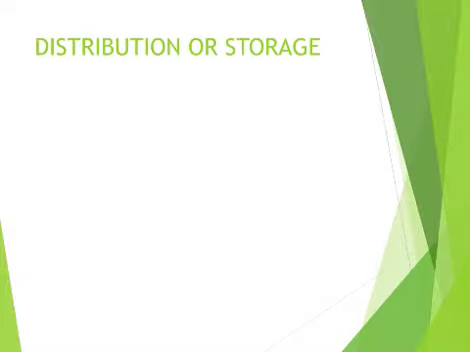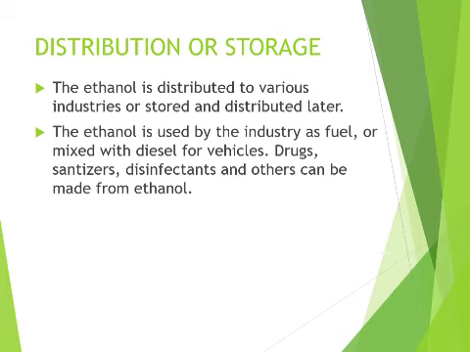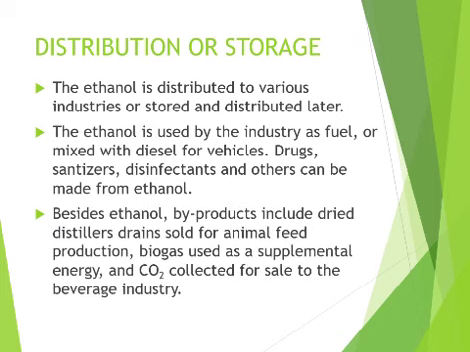The final stage is distribution or storage. The ethanol is distributed to various industries or stored and later distributed. The ethanol is used by industry, specifically in transportation, as fuel or mixed with diesel for vehicles, and in the pharmaceutical industry for drugs, hand sanitizers, disinfectants, and many others. Besides ethanol, byproducts include dried distillers' grains sold for animal feed production, biogas used as a supplemental energy, and carbon dioxide collected for sale to the beverage industry.